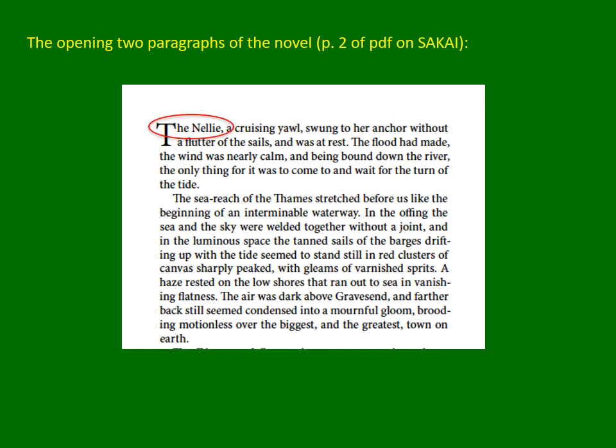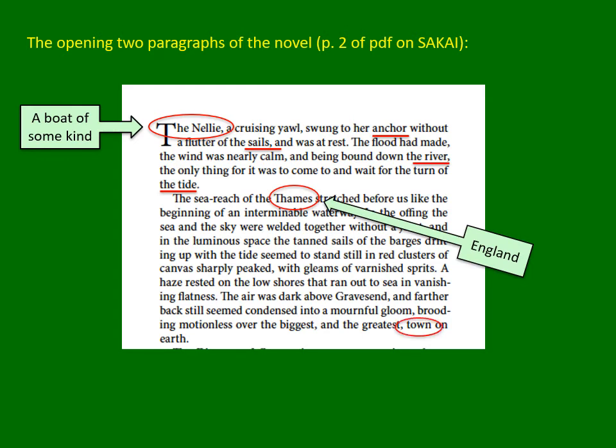The Nelly, for example, is a cruising yawl, very difficult vocabulary, and students are advised to look around. How do they know it's a boat of some kind? Because of the other words being used around it in the descriptions. The Thames is in England. The town nearby to the west is London.